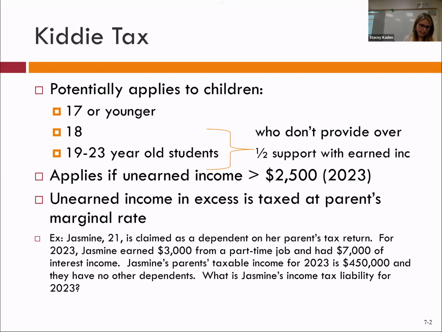But if they have a significant amount of unearned income, which is, yeah, passive investment type income, then we have to calculate their tax liability differently, okay? This is going to apply to children who are 17 or younger, who are 18 or 19 to 23-year-old students who don't provide over half of their support with earned income.